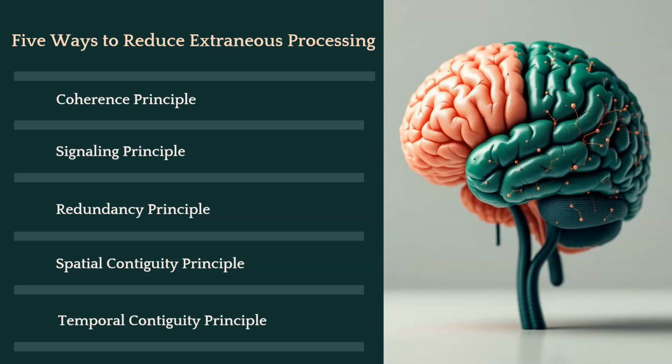There are 5 principles to reduce extraneous processing: the coherence principle, signaling principle, redundancy principle, spatial contiguity principle, and temporal contiguity principle. I will go over each one in detail.